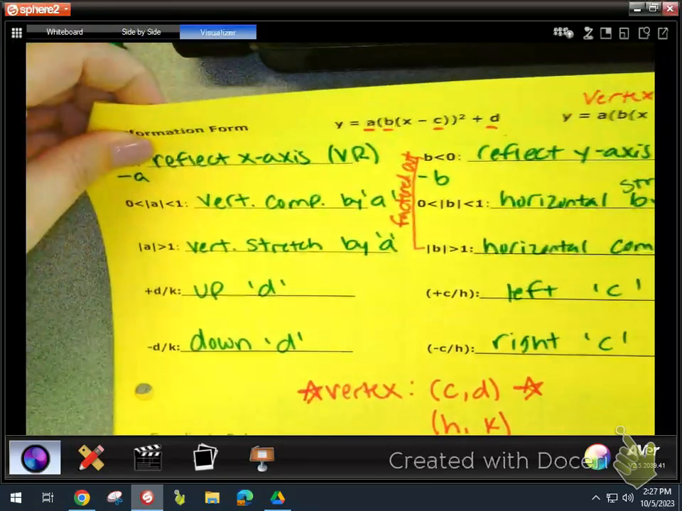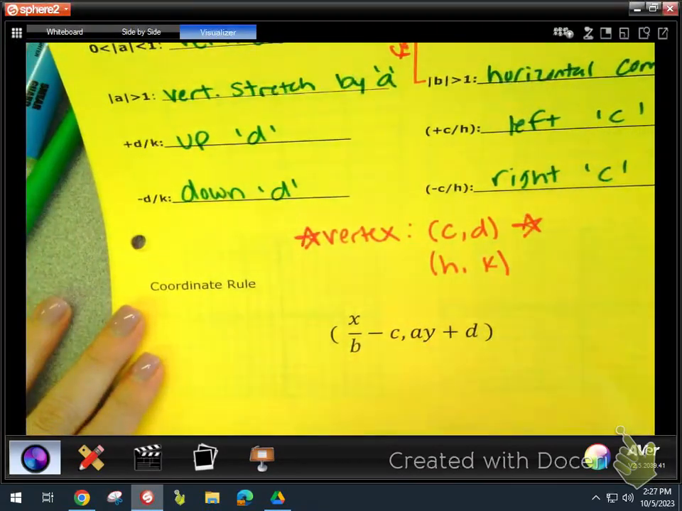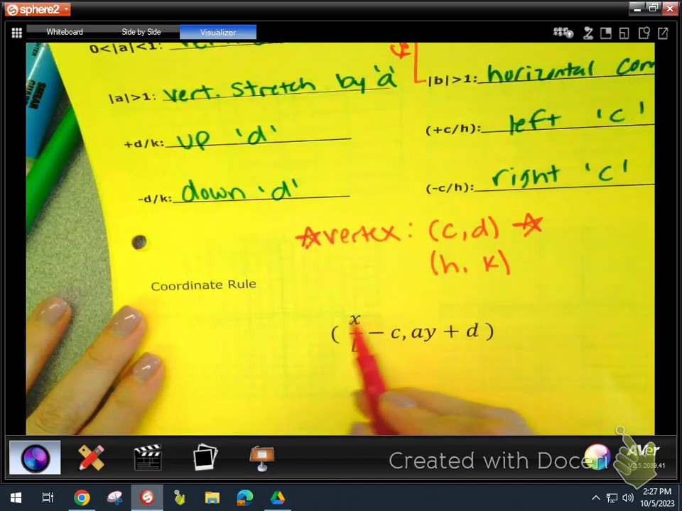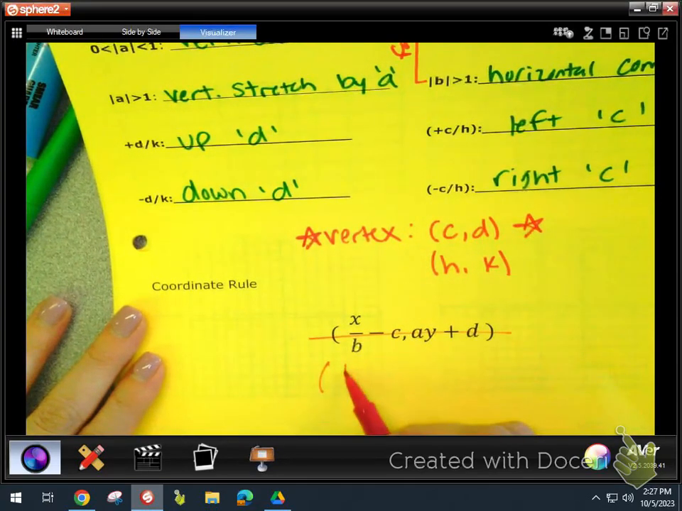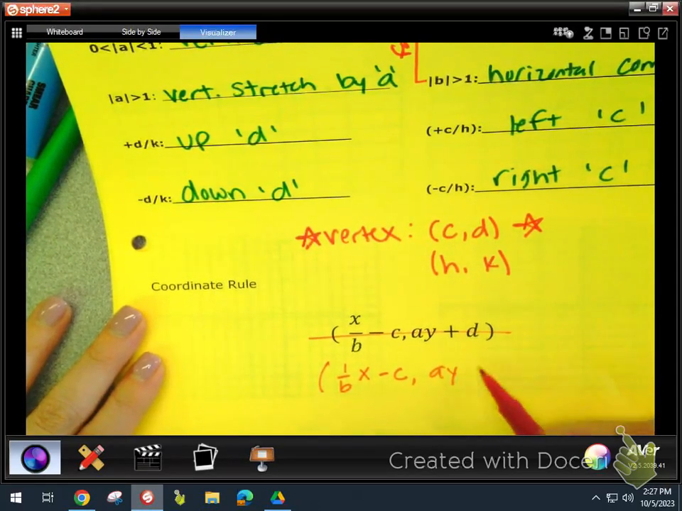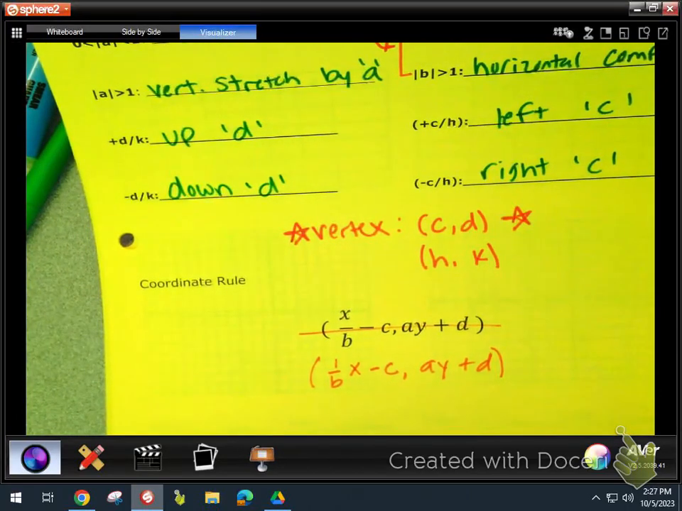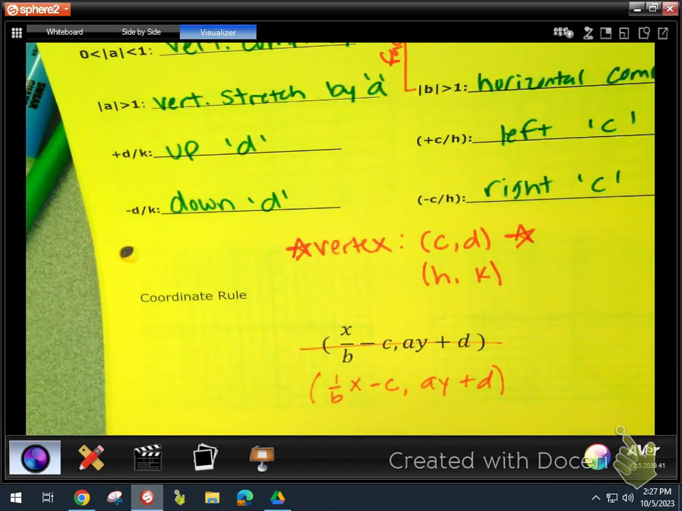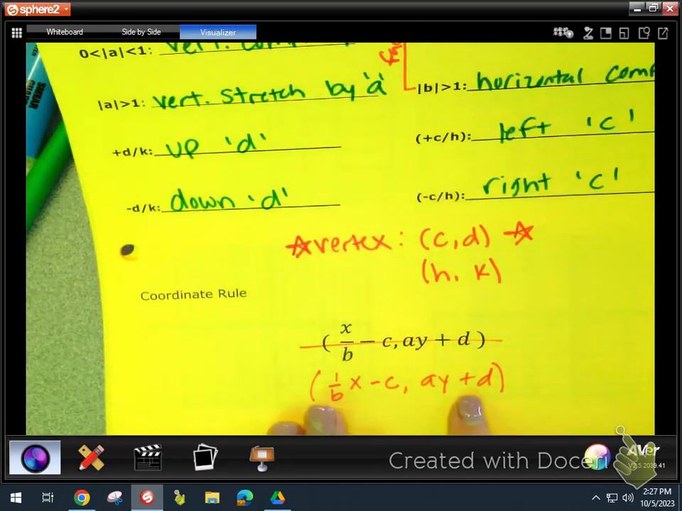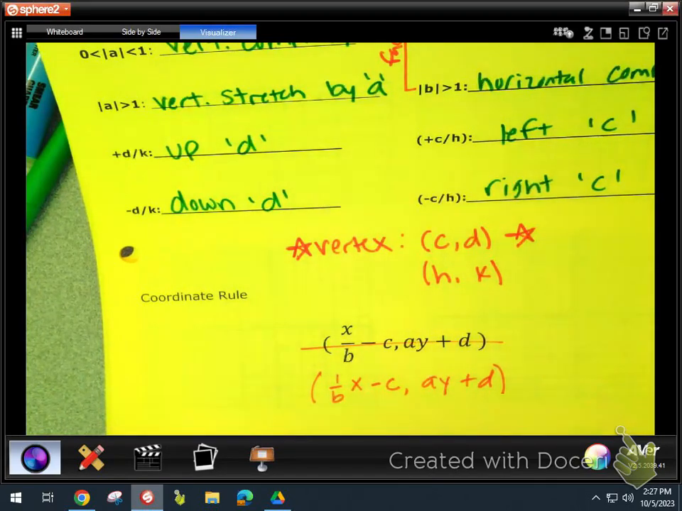The coordinate rule, if this is stressing you out, it's fine. I don't write it like that. I usually write it 1 over B times X minus C, A, Y plus D. Y'all already know that. This is just in general how you get the rule. A, B, C, and D would be numbers. And so you know that if there's an X minus 5 in parentheses, your table's going to say X plus 5. Y'all know that, okay? It just puts it in general for you. It just says which ones affect your X, which ones affect your Y, okay?